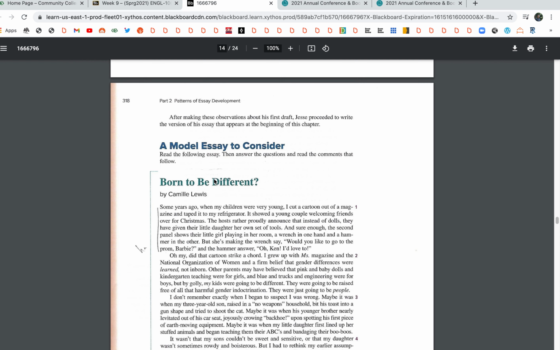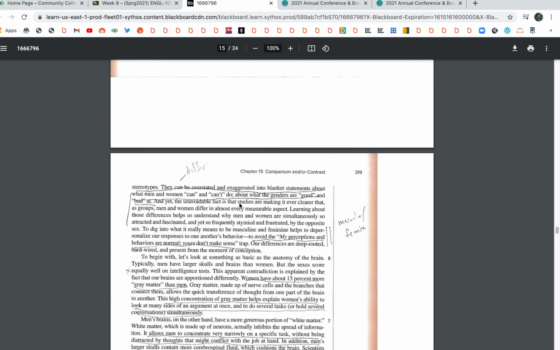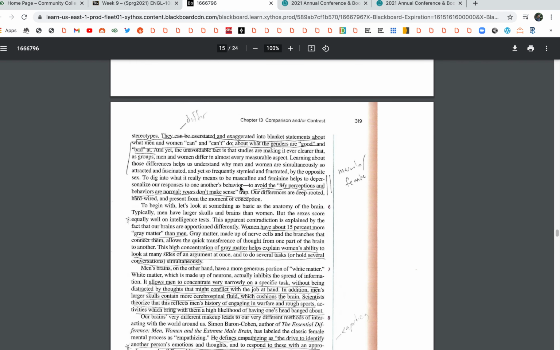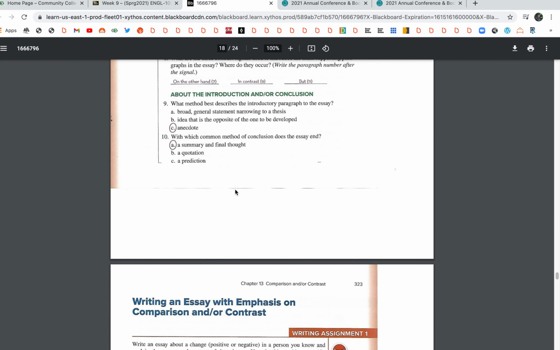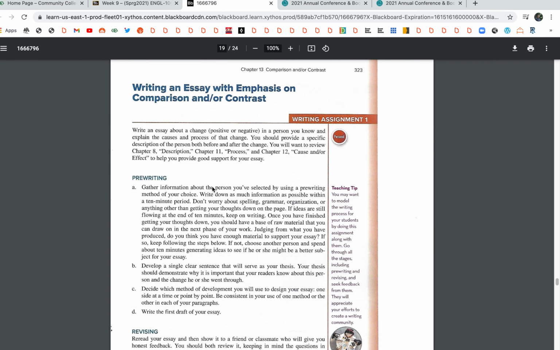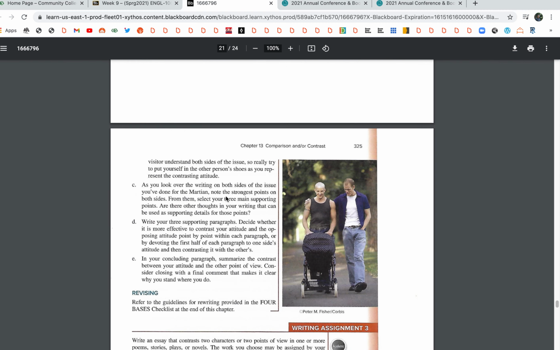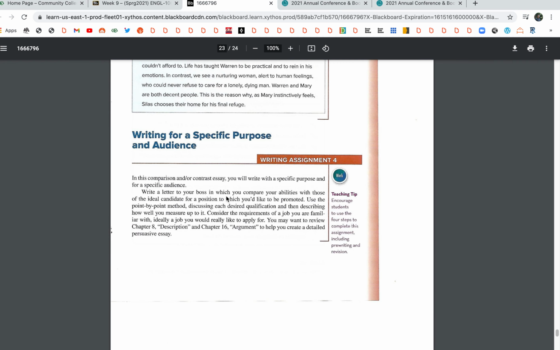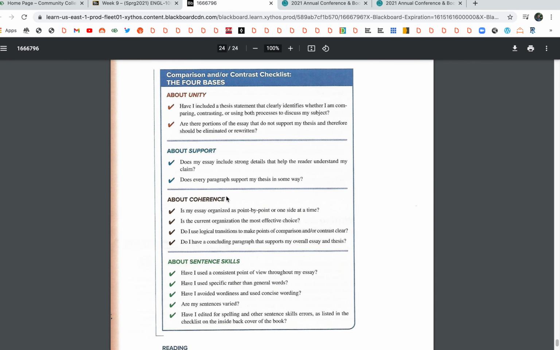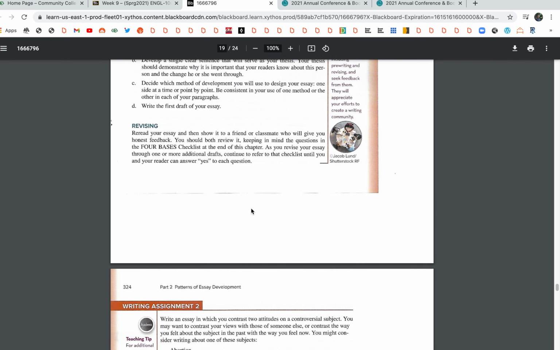This is a good essay, Born to be Different, a model essay to consider, comparison, contrast. Read this. I'm not going to read it to you. You see all my notes on it. And there's some questions on it. This pre-writing again, revising, all this stuff that we talked about. Again, this is all up here. I'm not going to walk through and read all this, although the more you spend time on this, the more helpful it'll be. Here's your checklist. I'm going to construct another checklist as well that walks through it.